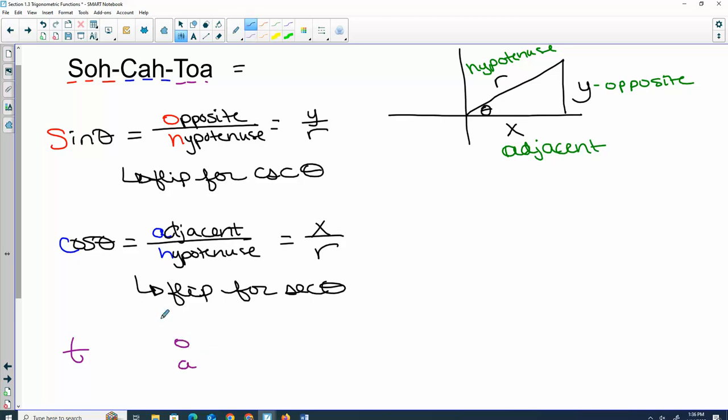So TOA says tangent is opposite over adjacent. If we look at our picture, our opposite side is y, our adjacent side is x, and y over x is the same ratio we wrote down before. Then we flip that for cotangent.